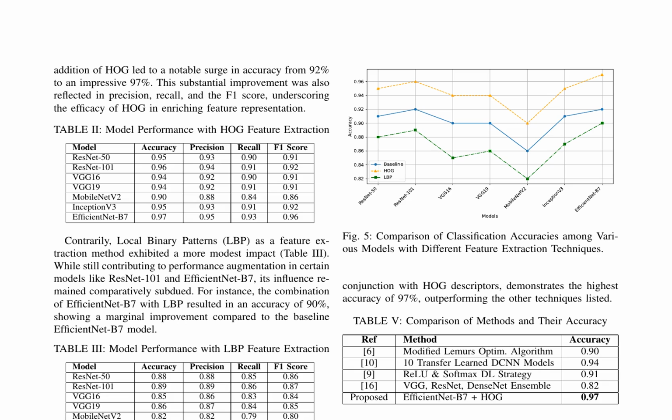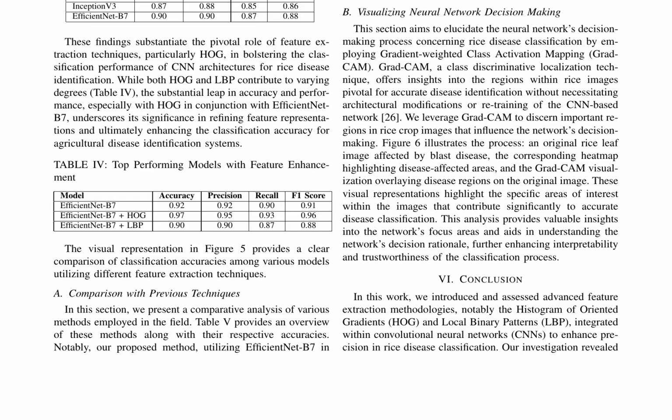The results show that the addition of HOG significantly improves the accuracy from 92% to 97% in the EfficientNet v7 model, leading to substantial improvements in precision, recall, and the F1 score. In contrast, LBP has a more modest impact, with a notable improvement observed in the EfficientNet v7 model, where the accuracy increases to 90%. A comparative analysis with previous techniques reveals that the proposed method, utilizing EfficientNet-B7 in conjunction with HOG descriptors, demonstrates the highest accuracy of 97%, outperforming other techniques listed in Table V.